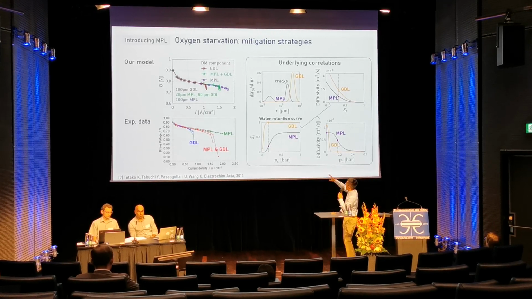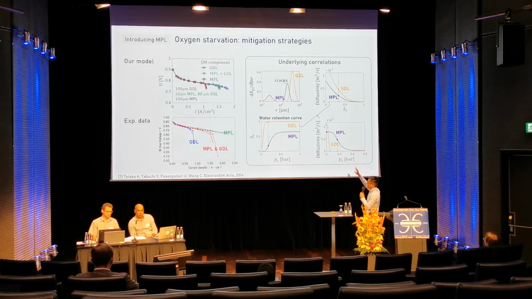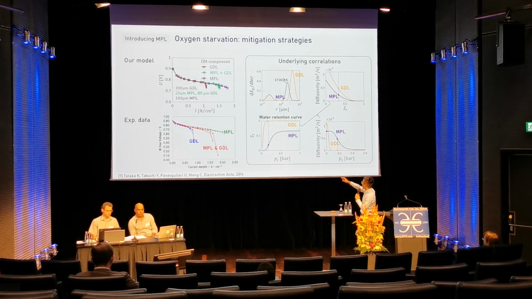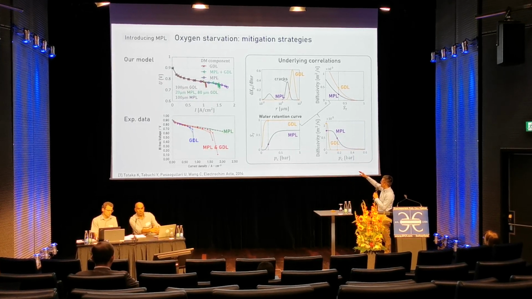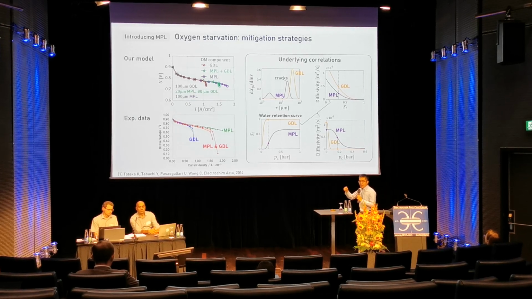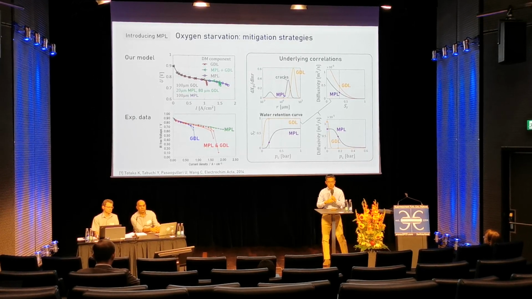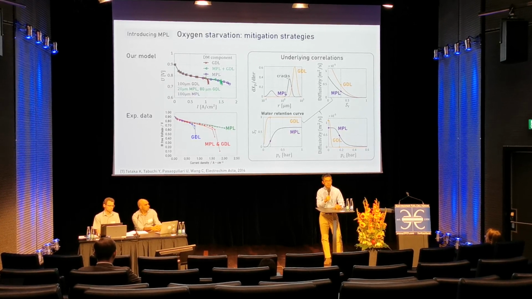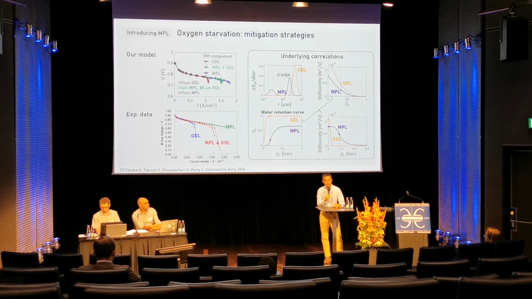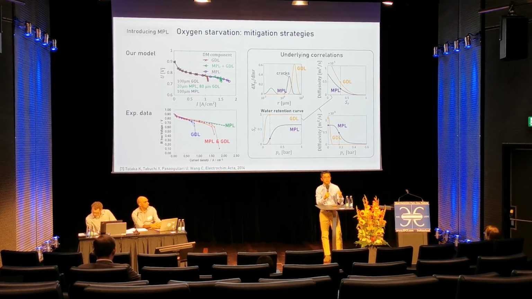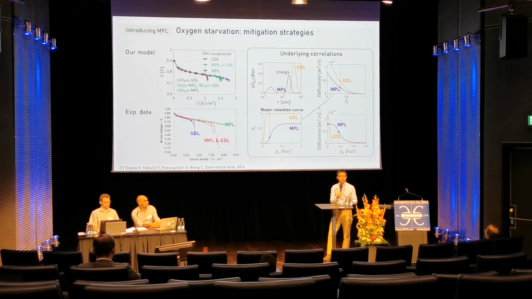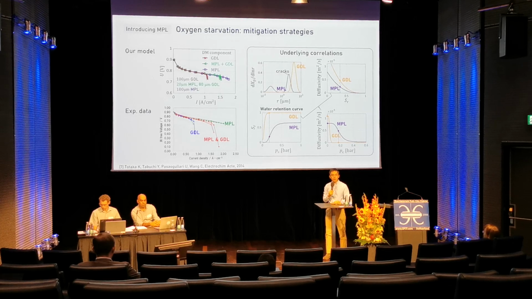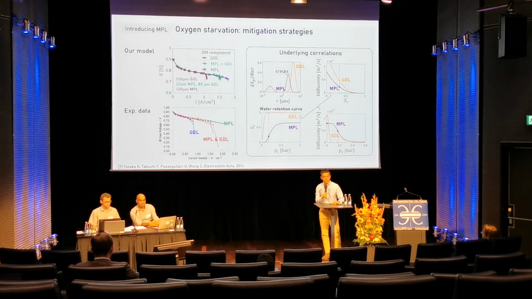So if we combine these two plots, diffusivity versus saturation, and saturation versus capillary pressure, we arrive at this diffusivity versus capillary pressure plot. At small capillary pressure, GDL indeed has a larger diffusivity. But as soon as we increase the current density, we increase the capillary pressure, the saturation of GDL increases and the diffusivity of GDL decreases to residual values, whereas an MPL still has a very high diffusivity.